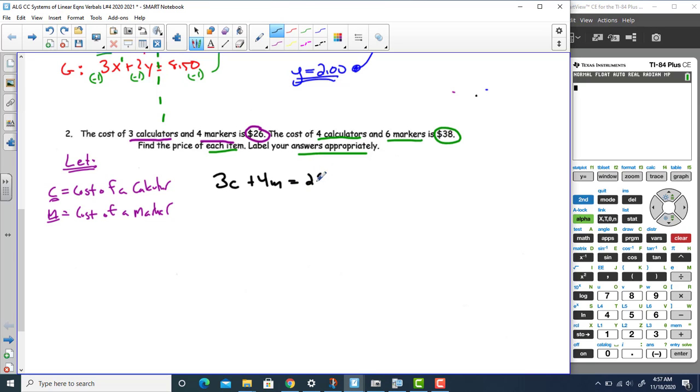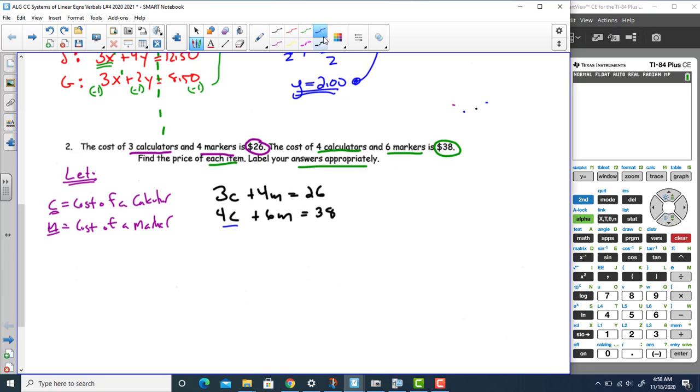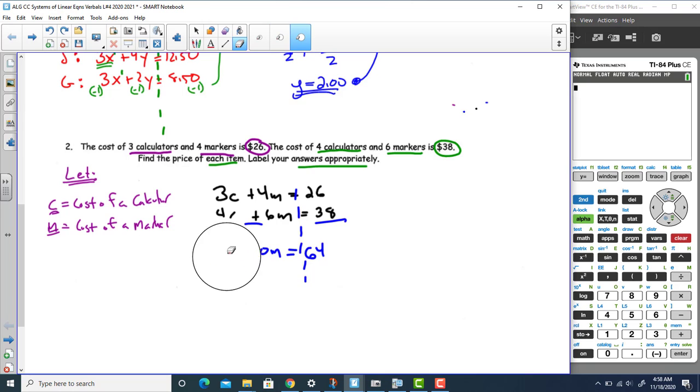equal to $26, and we have 4 calculators and 6 markers equal to $38. So although it sets up nicely because the variables are on the same side for cancellation, we can't immediately add it up. Please don't do this. If you just add it up the way it's written, what would happen is you'd get 7 C's and 10 M's equals 64, which isn't incorrect, but it's not helpful in solving the system of equations because we weren't able to cancel one of the variables out.